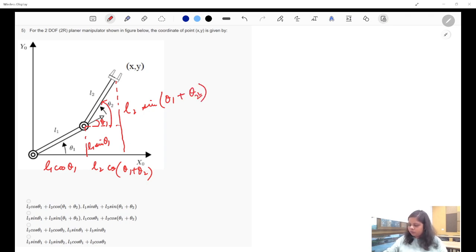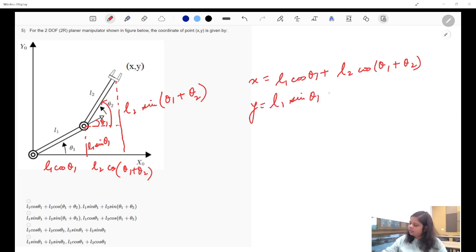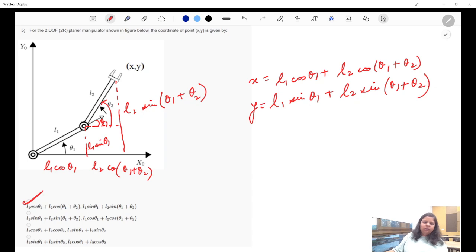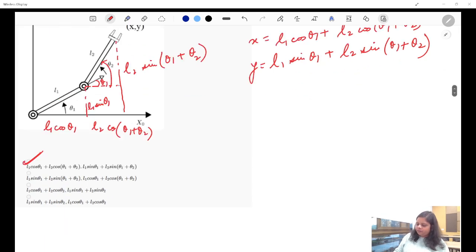So when you write x, you will write it as L1 cos theta 1 plus L2 cos of theta 1 plus theta 2. y is equal to L1 sin theta 1 plus L2 sin of theta 1 plus theta 2. All right. So the first one is the only correct option. This we had already discussed. It is simple geometry.